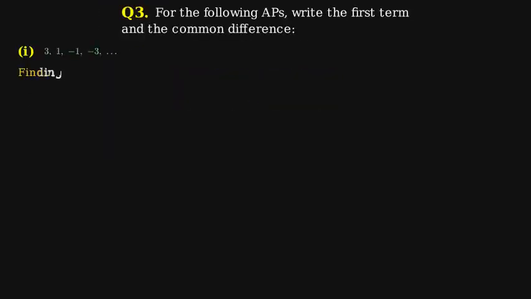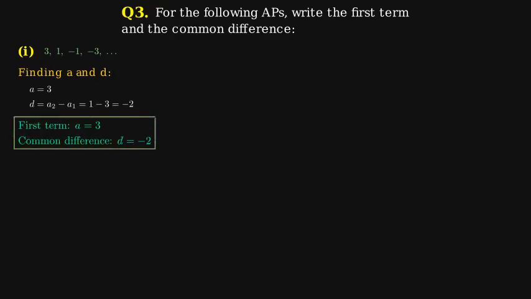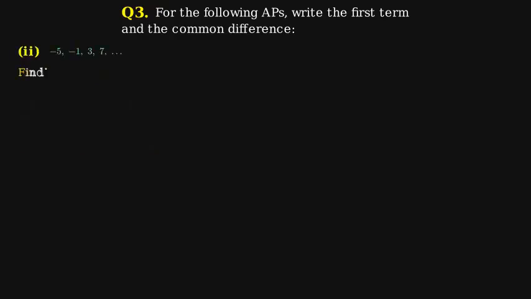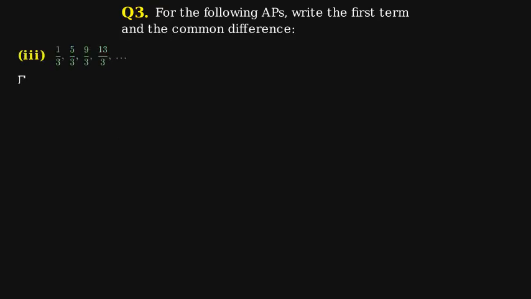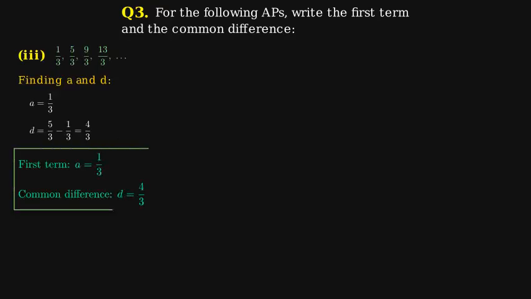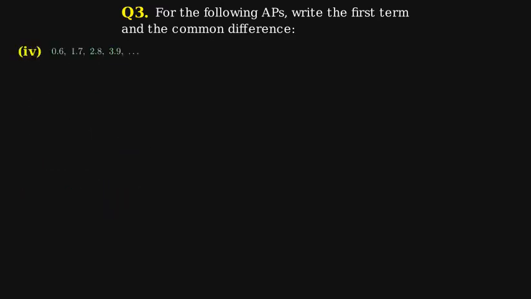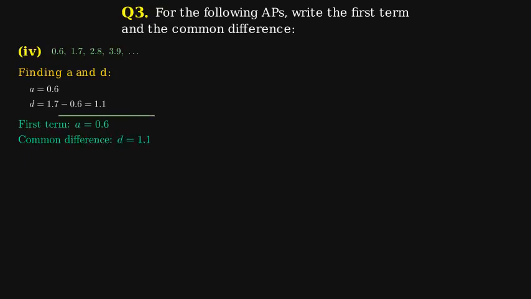Exercise 5.1, Question 3. For the following APs, write the first term and common difference. 1. 3, 1, minus 1, minus 3, a equals 3, d equals minus 2. 2. Minus 5, minus 1, 3, 7, a equals minus 5, d equals 4. 3. 1/3, 5/3, 9/3, 13/3, a equals 1/3, d equals 4/3. 4. 0.6, 1.7, 2.8, 3.9, a equals 0.6, d equals 1.1.